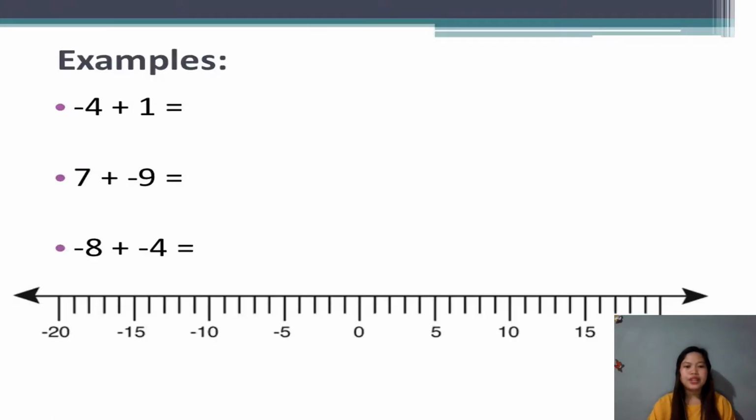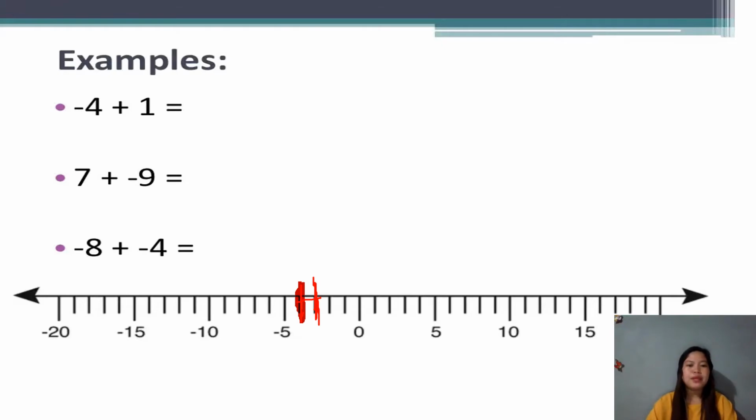Okay, we have another example. Negative 4. We will start with negative 4. How much is negative 4? Here. Okay, again guys, here is negative 4. We add 1 to it. That means we will move to the right side. So negative 4 plus 1, when we arrive, it is here. That means our answer is negative 3.